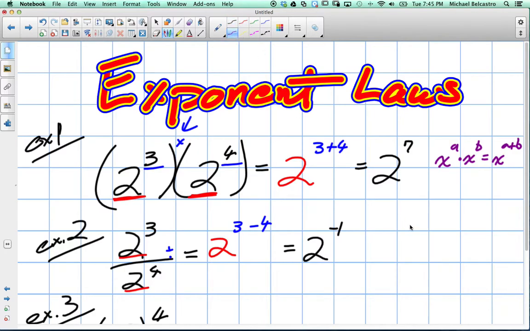So let's build the rule again. Let's say we have x to the power of a divided by x to the power of b is equal to x to the power of a plus b? Or no, minus b. Minus b. Good. You've just built the rule again.